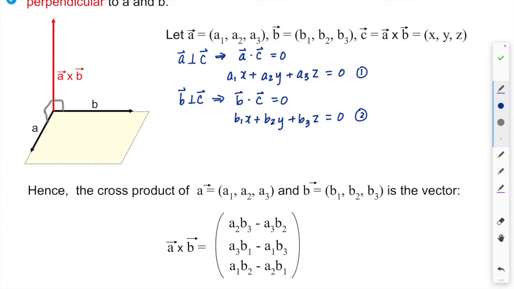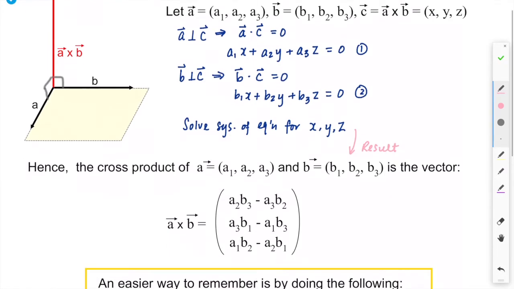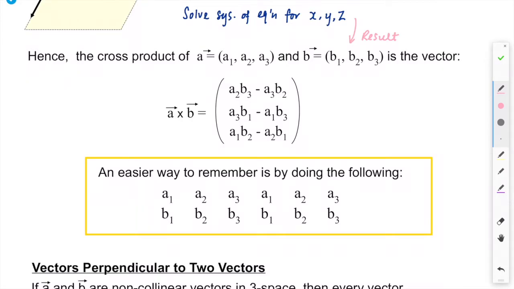So what you do is you can solve this system of equations for x, y, z, and eventually you will arrive at the result, which gives you the actual algorithm of how you can calculate A cross B, which is as follows. The x component of this is A2B3 minus A3B2. The y component is A3B1 minus A1B3. The z component is A1B2 minus A2B1.